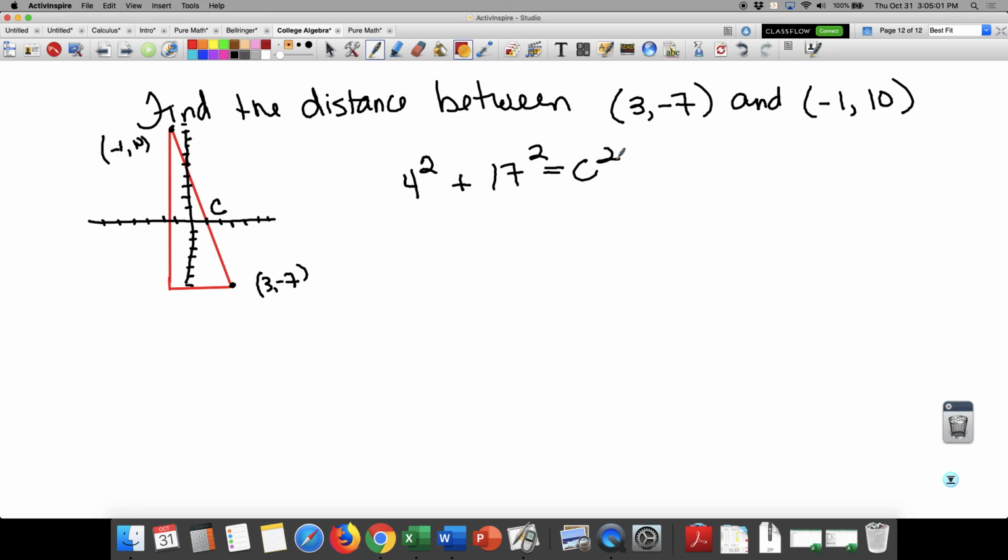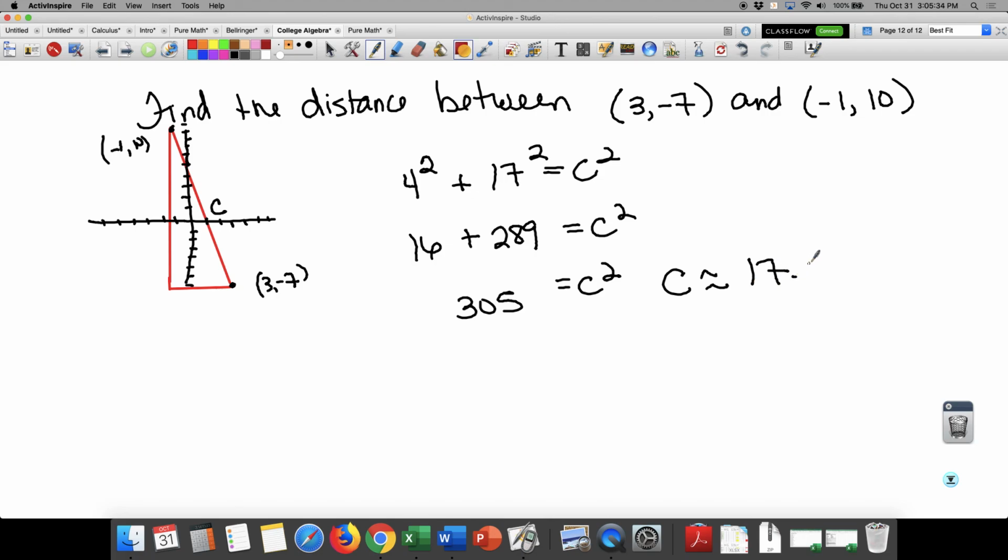So you've got 4 squared, which is 16. You've got 17 squared, which is 289. So that's 305 equals C squared, and you take the square root. And that would be C is approximately 17.5 units.